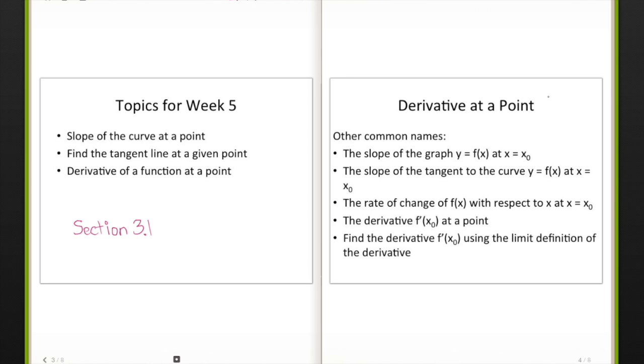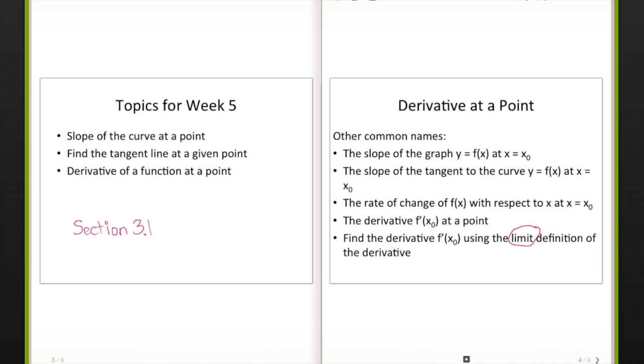These are all referring to the same basic concept, and you'll see on the right side here, there's a lot of names for using the same exact formula. So questions on the AP exam could take any of these forms. Could ask you to find the slope of the graph, the slope of the tangent to the curve, the rate of change of f of x with respect to x, the derivative f prime of x sub 0 at a point, or find the derivative using the limit definition of the derivative.